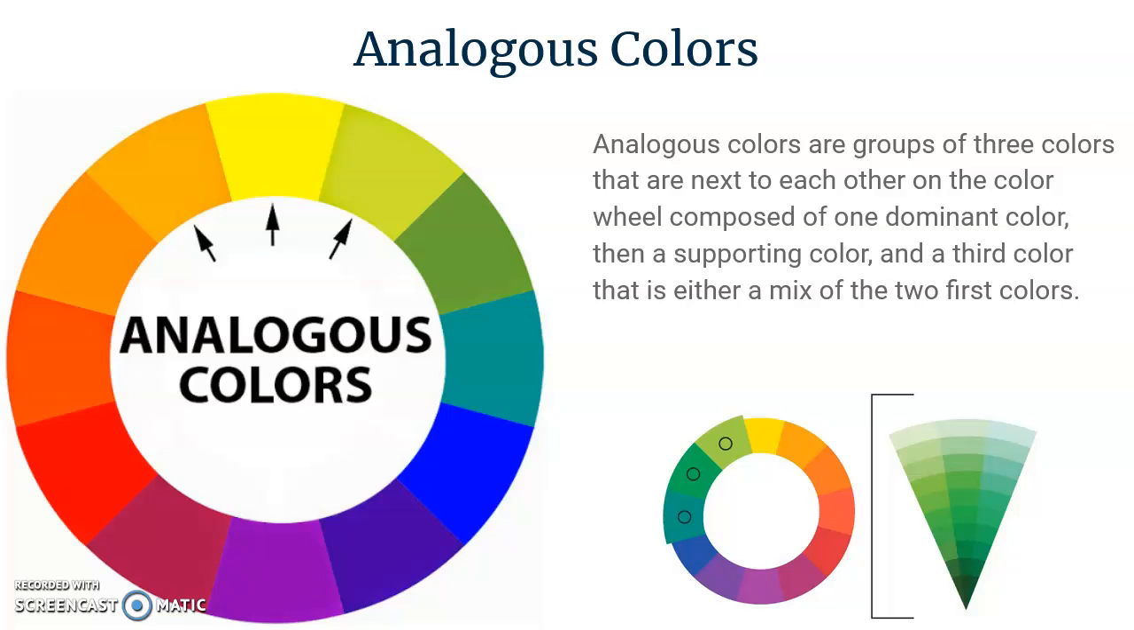Next we have analogous colors. Analogous colors are groups of three colors that are next to each other on the color wheel. So instead of it being a triadic triangle, they're just all three next to each other. Composed of one dominant color, then a supporting color, and a third color that is either a mix of the two colors.